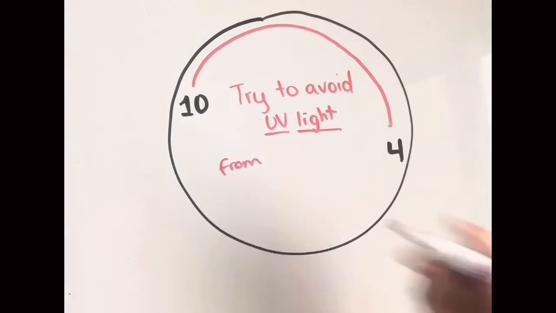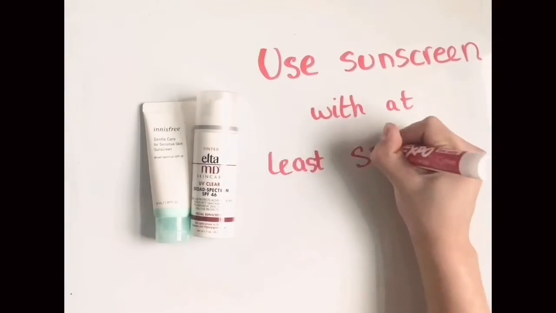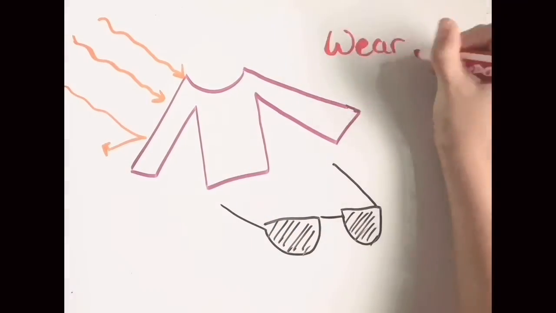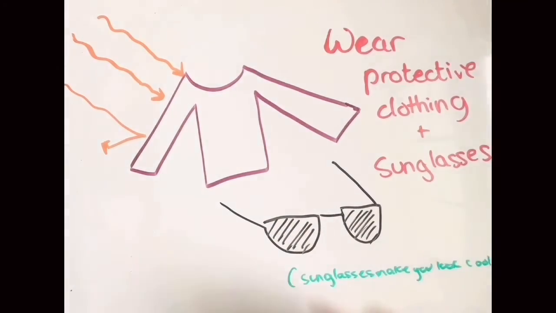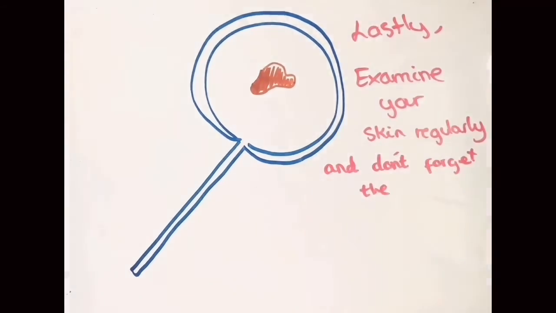Prevention is key. Make sure to avoid UV light, especially between 10 a.m. to 4 p.m. Also, be sure to use sunscreen, ideally greater than SPF 30. Make sure to wear protective clothing and sunglasses. And lastly, be sure to examine your skin regularly.